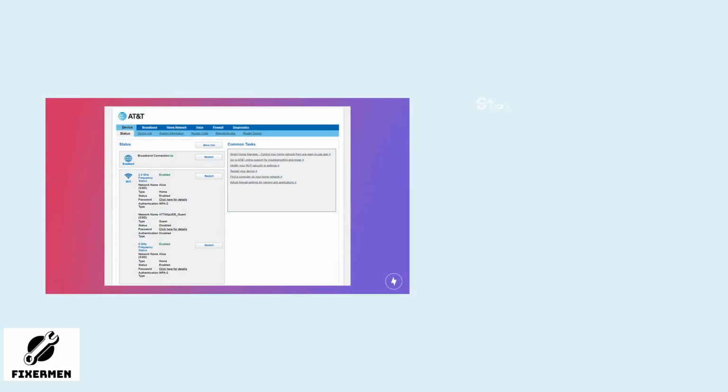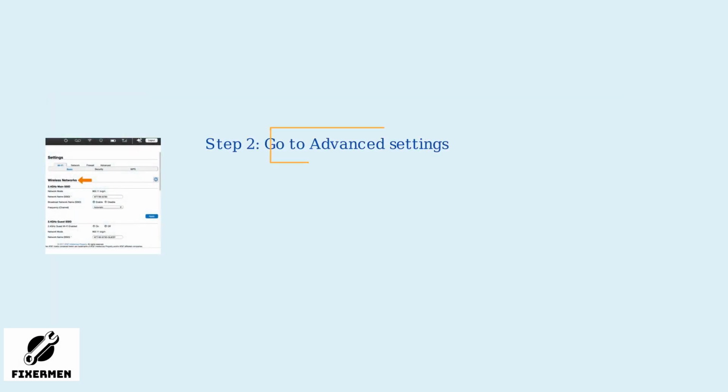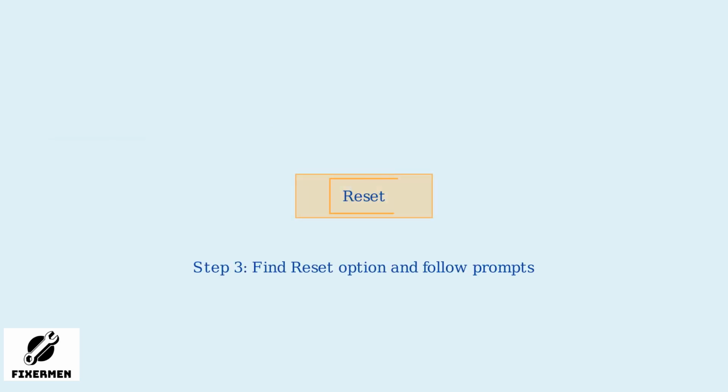To reset your AT&T internet router, start by logging into your account at at.com/router. This will take you to the router's web interface where you can manage settings. Once logged in, navigate to the Advanced Settings section. Here you can access deeper configuration options for your router. In the Advanced section, locate the Reset option. Follow the on-screen prompts to initiate the reset process.